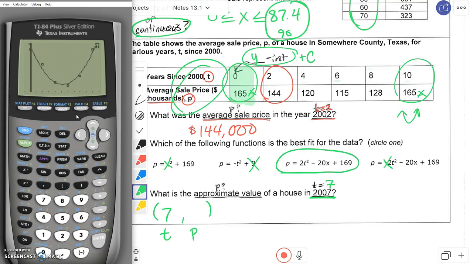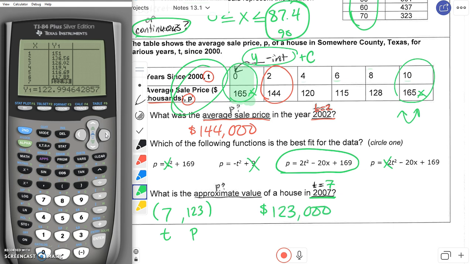Then I go second, graph, and I want to see where it's at 7. So I can scroll to 7, and I get the 1.29. So let's just round it off. So 1, 2, 3. So this would be $123,000. Now, remember that you also could do second, trace 1, and enter 7, and it's still going to spit out the same number, so that can work for other numbers as well.